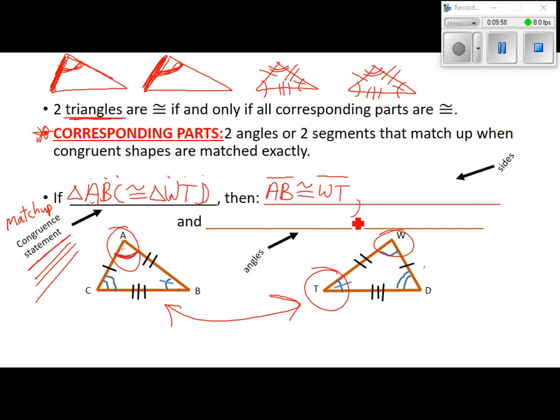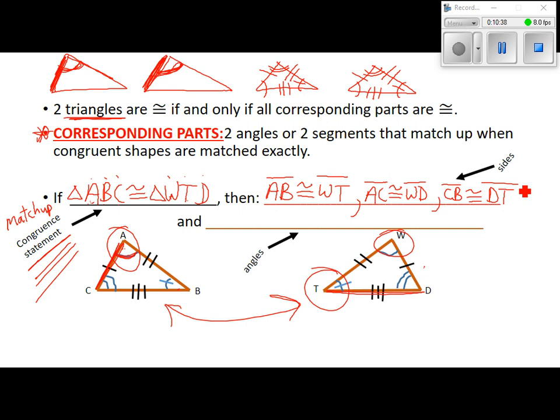Or I could look at the triangles and see how they match up. So if I look at the triangle and I pick segment AC here, segment AC has to match up to segment WD in the other one. And then the third pair of sides that match up, segment CB. And it doesn't matter if you name it segment CB or segment BC, as long as you match it up with the correct side in the other one, which is segment DT. So we know that all three of those pairs of segments are congruent.